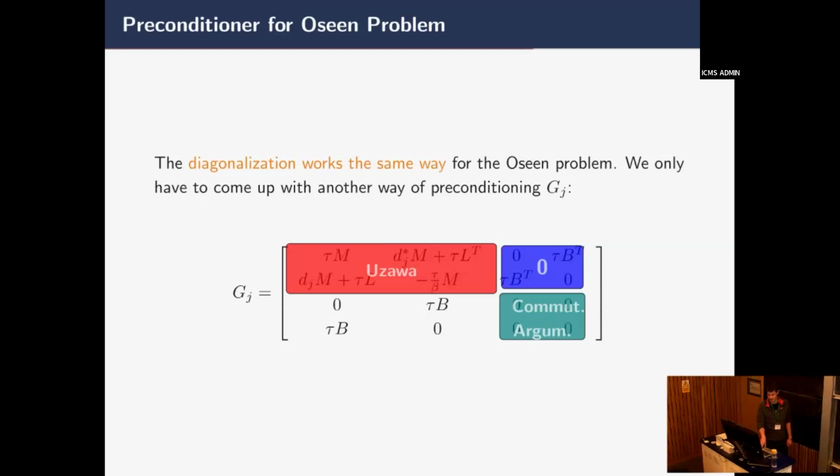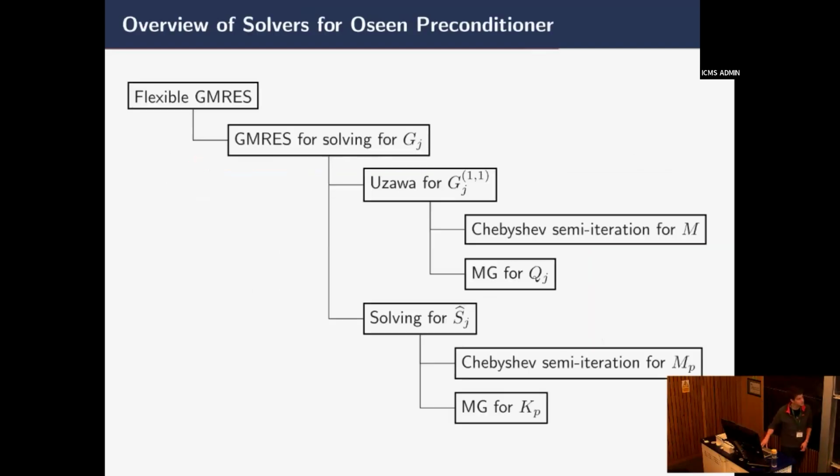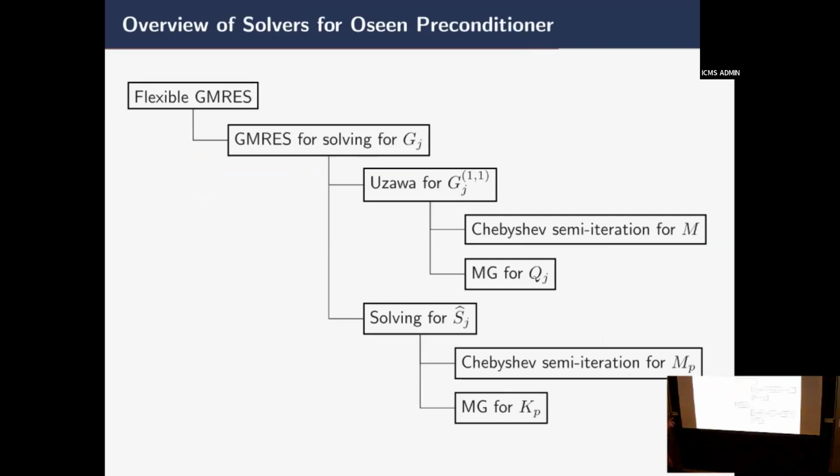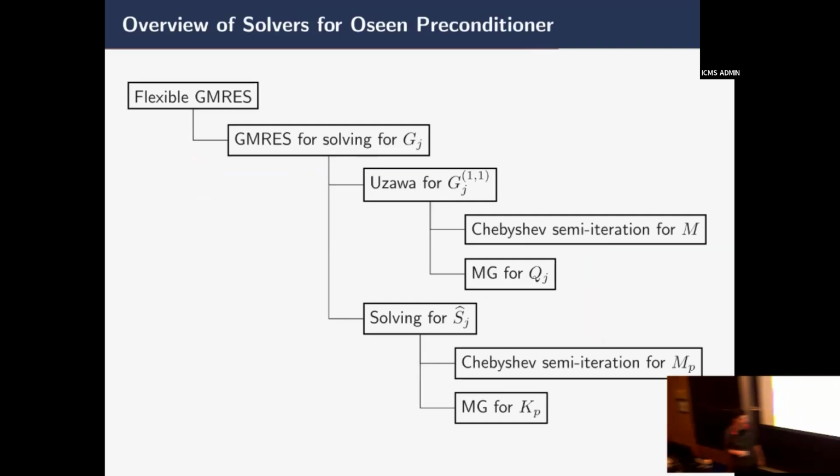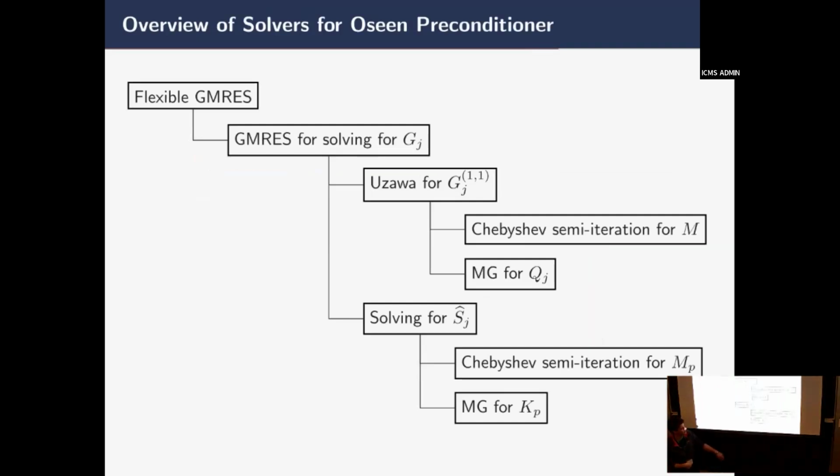Yeah. So now we have the two solvers. That one is quite similar. So we have a flexible GMRes again, GMRes for the GJ blocks. For the 1-1 block of the GJ, we use an Uzawa method, which is then based again on some Chebyshev semi-iteration for inverting the mass matrices. A multigrid method for some other matrices, finite element matrices. And here we just have the same story again for the Schur complement.